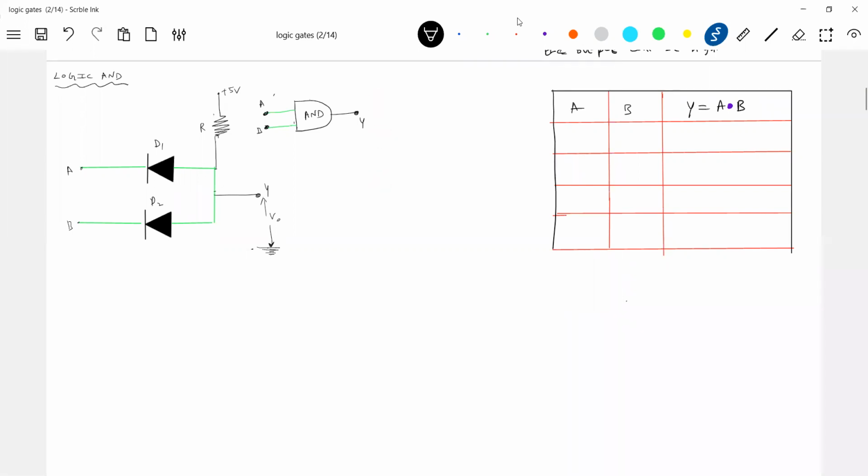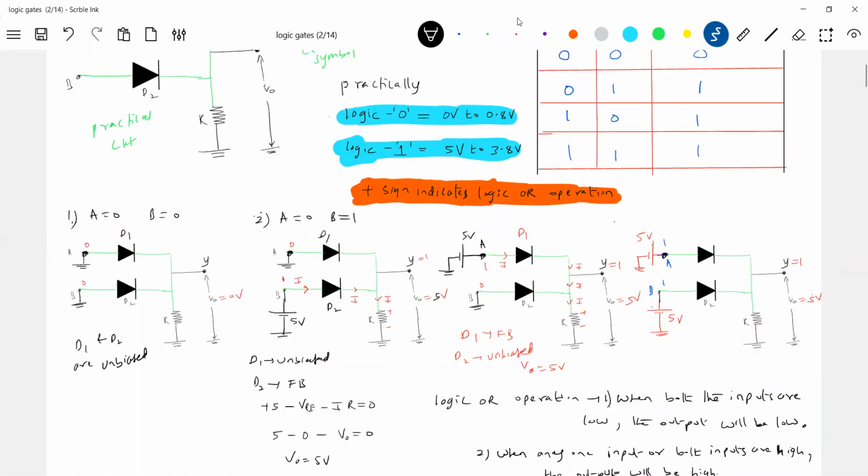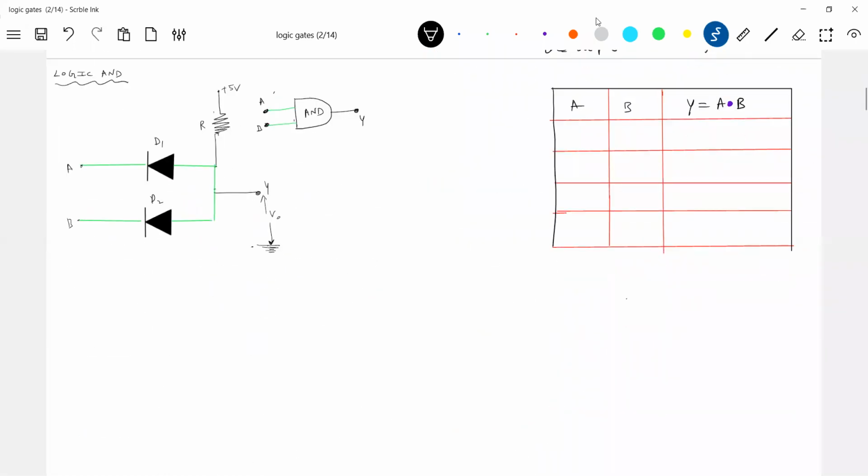Let's get into it, and this is the circuit symbol. What color shall I give? Blue, no? The AND gate. How to implement this? Let me write the logic operation. Both inputs are low, the output will be low. If any one input is low, the output will be low. When both the inputs are high, then only it will be high. So let me write that logic. What is the logic AND operation?